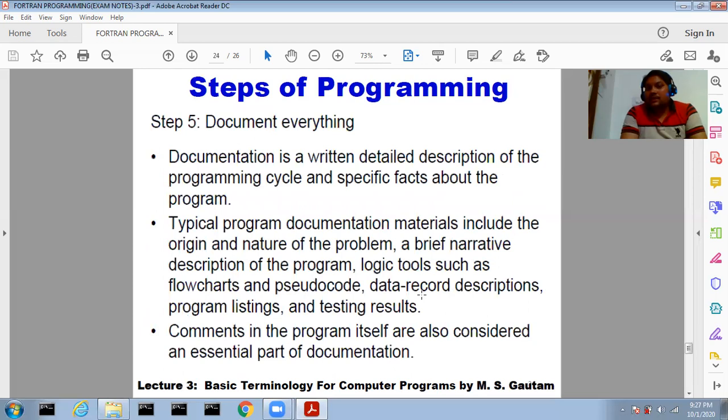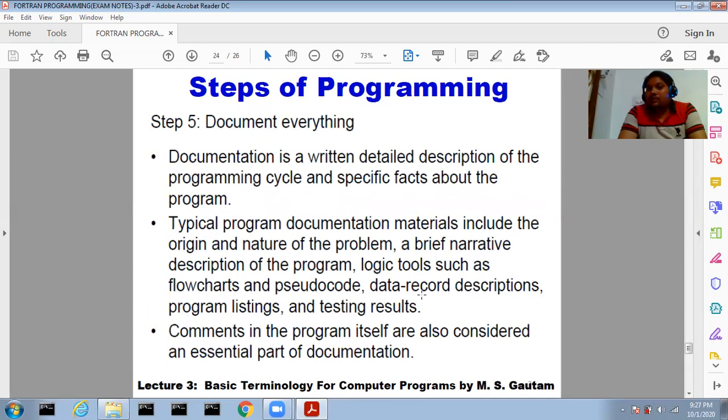The last step is documentation of everything. So from the first step to the 4th step, we have to design and prepare all the documents. So documentation is a detailed description of the programming cycle, with specific facts about the program.